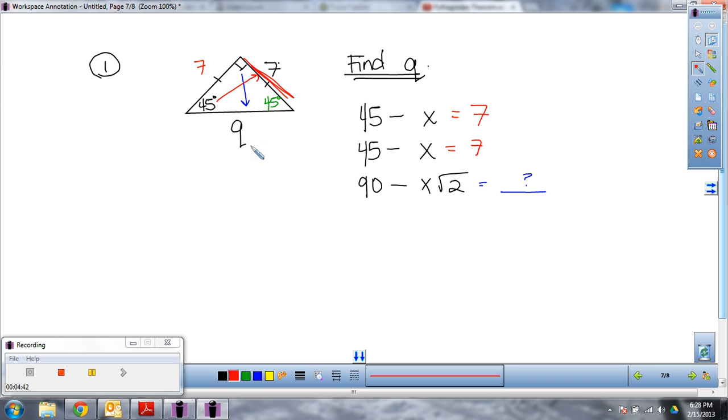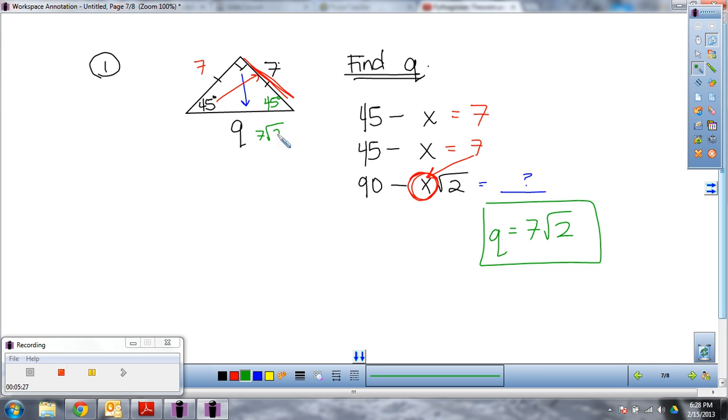Now, how do we find the value of Q? Well, if we know x is 7, then we also know that this x is 7. So all we have to do is simply substitute that value in, and we found the value of the side across from the 90-degree angle, or our hypotenuse, which means that Q is going to be 7 square root of 2. Because again, we're taking our x, which we found using the 45 side, and we substituted it in for the value that's equal to our 90. So Q is 7 root 2, which is exactly what you would have gotten if you had done the Pythagorean theorem.